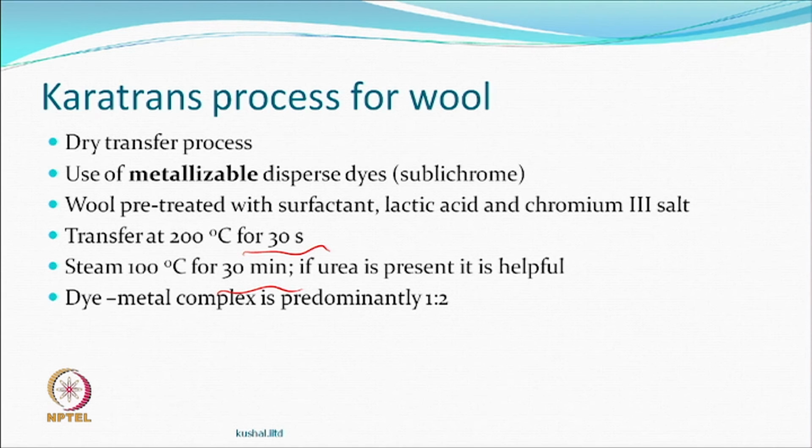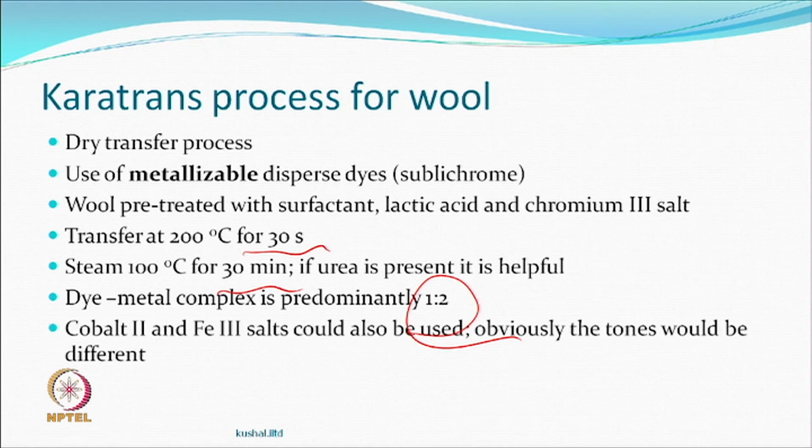So, dye and metal complex is formed, which predominantly is a 1:2 metal complex. 1:1 also can form, but 1:2 is the maximum that they found. Once the metal complex is formed, with 1:2, the chances of the dye getting off are quite less because of the coordination bonds that the metal complex is going to make. So, this chelation is what happens here.